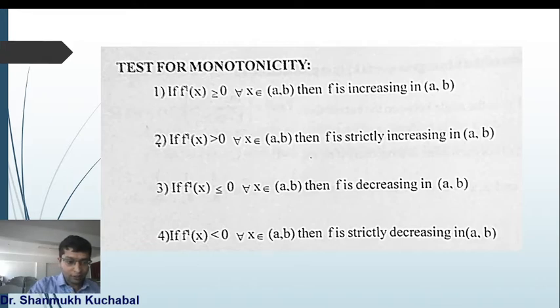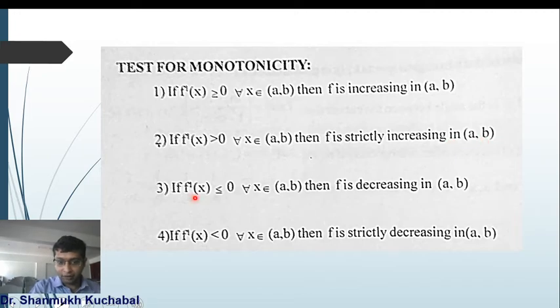So first point, if f dash of x, that is the first order derivative, is greater than or equal to 0, then it is increasing in the open interval AB. If the first order derivative is greater than 0, then it is strictly increasing in the open interval AB.